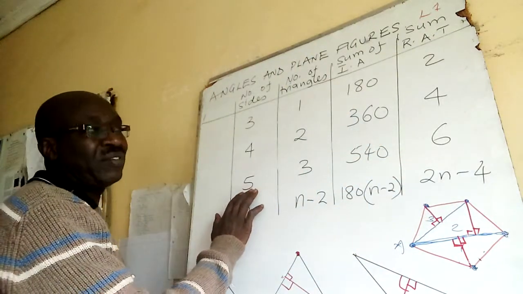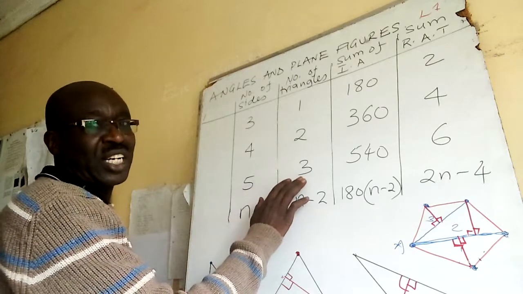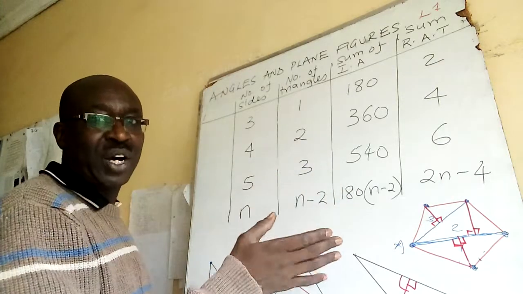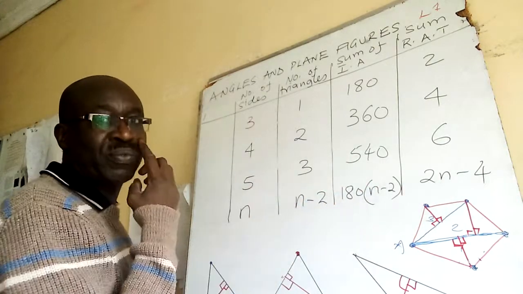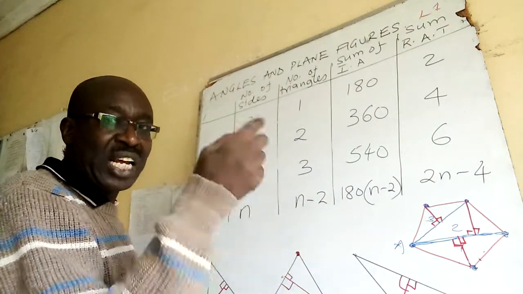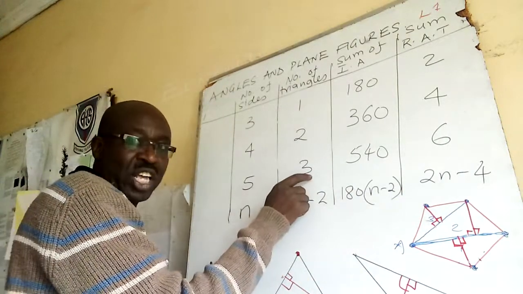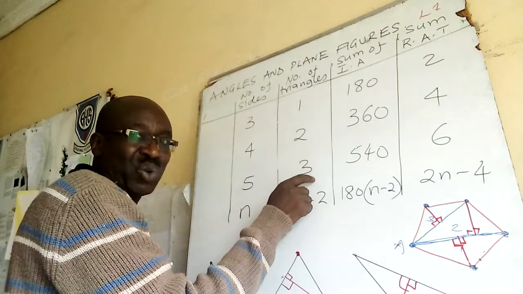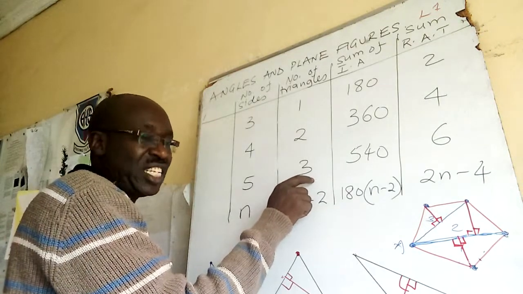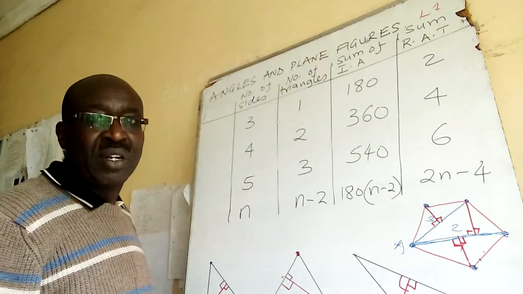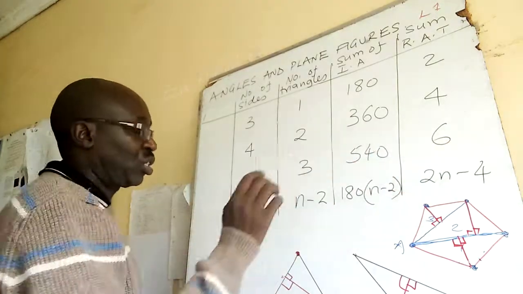And then 5, you will get 3 triangles. Each triangle is 180. It gives you 540. 180 times 3. And each triangle here had 2 right angles, 2 90s. So I have 3 times 2, 6.